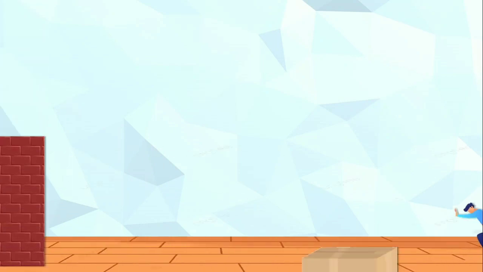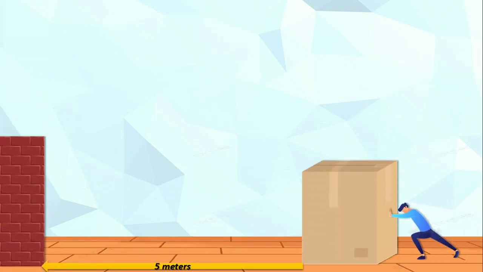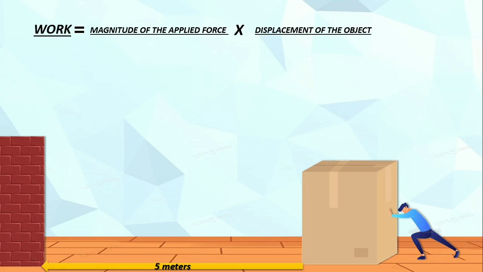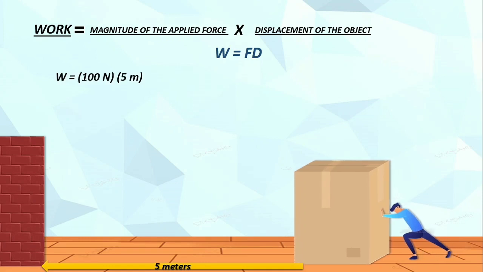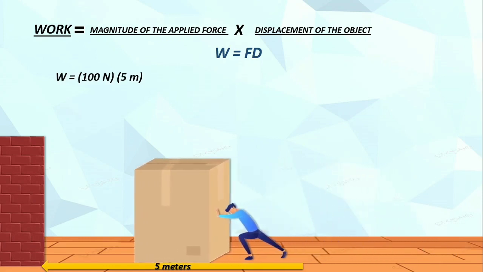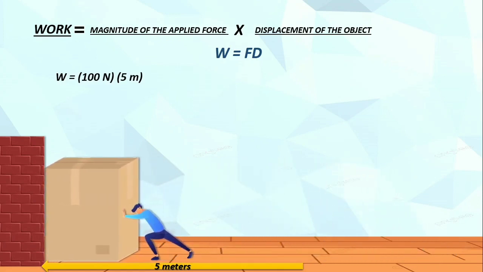Another basic example would involve pushing a box 5 meters across the floor. Work is equal to the magnitude of the applied force times the displacement of the object. So it has units of force times distance. So if a man pushed with a constant force of 100 newtons over the 5 meter distance, the man would do 500 newton meters of work, which is equivalent to another SI unit called joules.